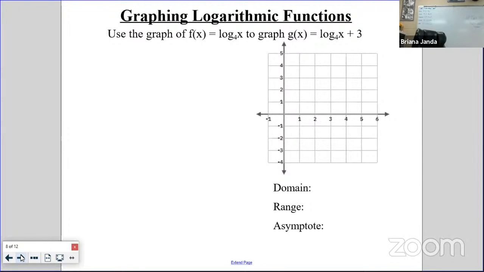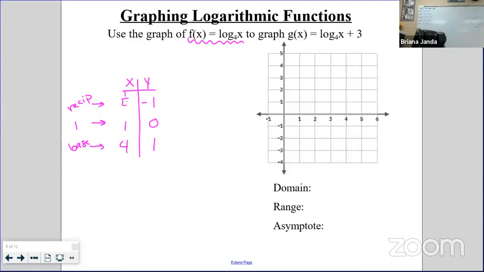Okay, so remember, the entire purpose of f of x equals log base 4 of x is to create my table of favorite points. 4 is not a transformation. 4 is how I build my table. For logarithmic tables, we kind of think backwards, but I want my y column to end up as -1, 0, and 1. To do that, we will always go reciprocal with the -1, 1 with the 0, and base with the 1. So our base is 4. Its reciprocal then would be 1/4.